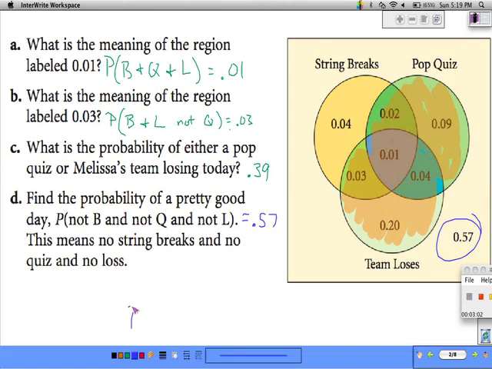One thing to note here is the probability that the team loses is just the sum of all the numbers in this circle, and that would be 0.28. The probability of getting a pop quiz would be the sum of all the probabilities in that circle. That would be 0.16. We'll keep that in mind for something in just a moment.